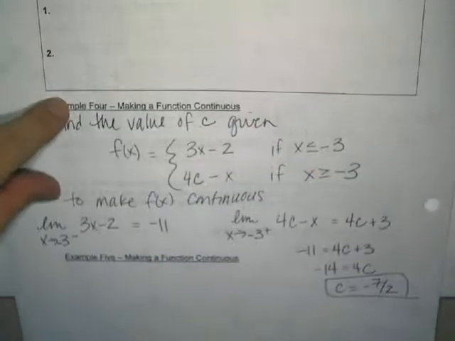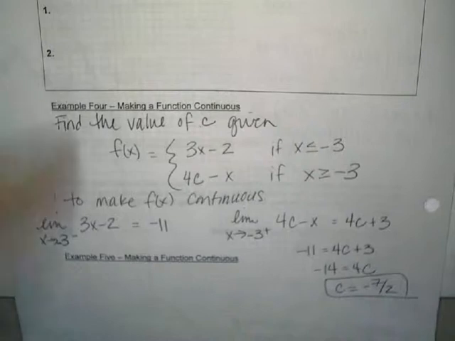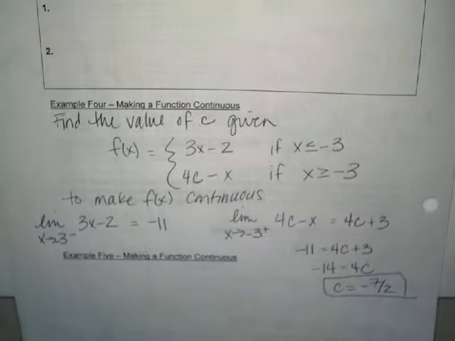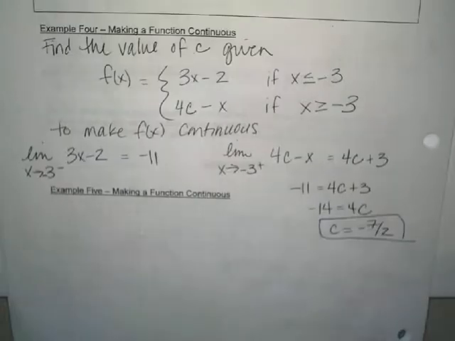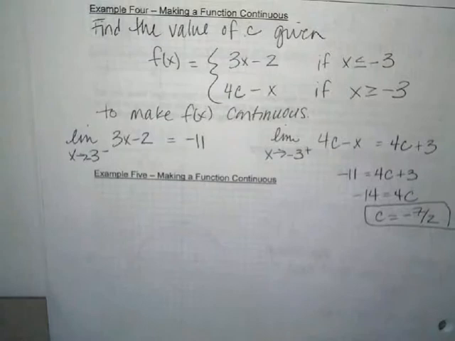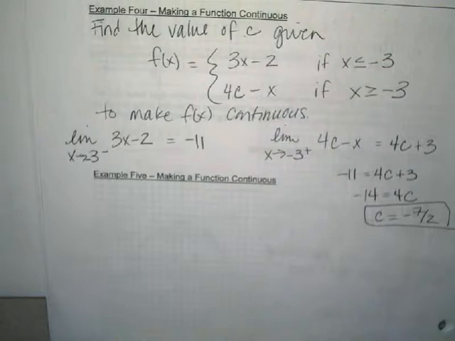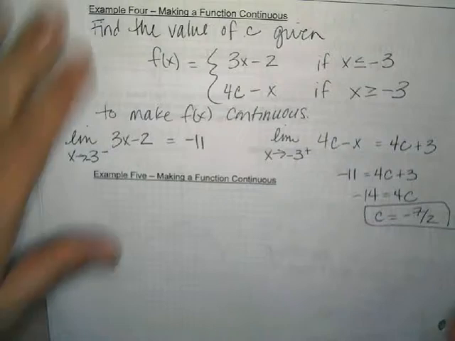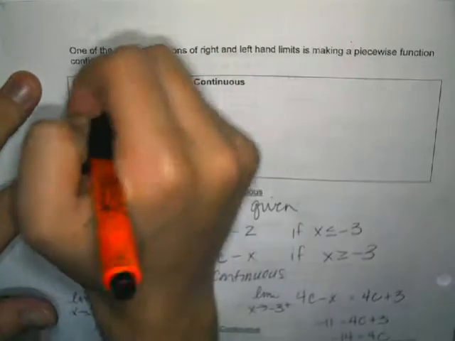Okay, so steps to making a function continuous. Again, the setup for all these problems is going to look very, very similar to this. Find a value of a variable, given this piecewise function, to make it continuous. What's the first thing that we did here after we wrote out the problem? We evaluated the what from the left and the right? The limit. Okay.